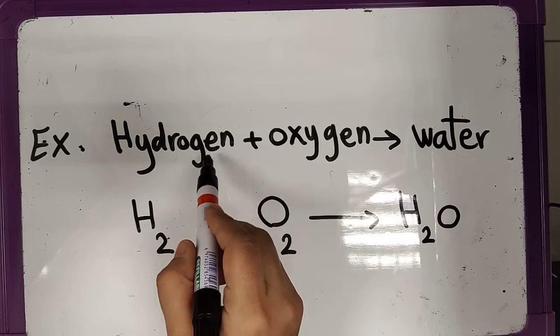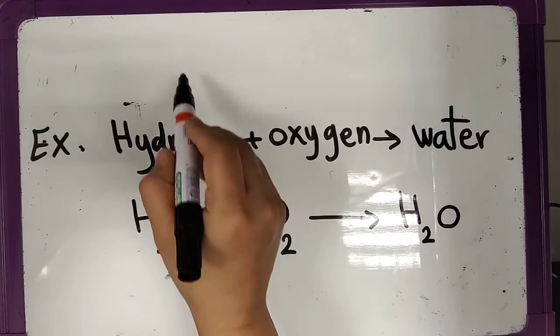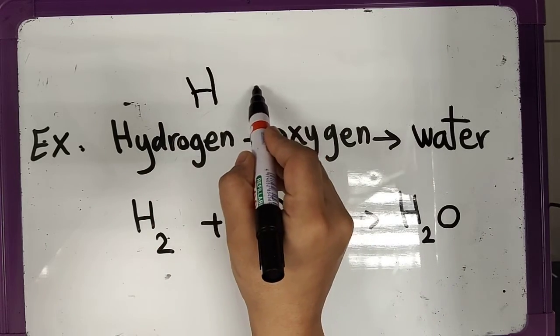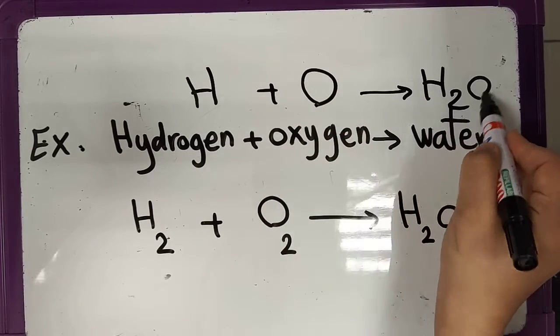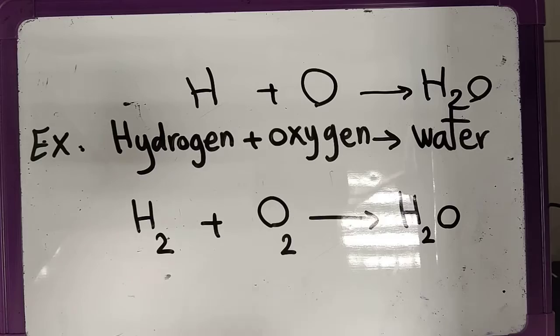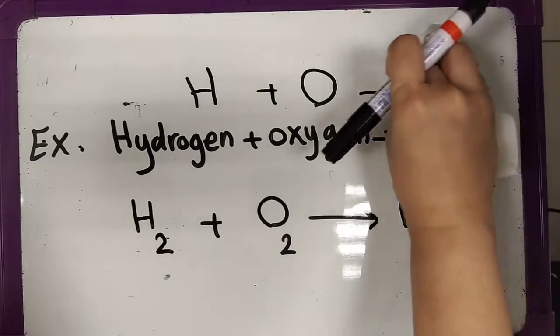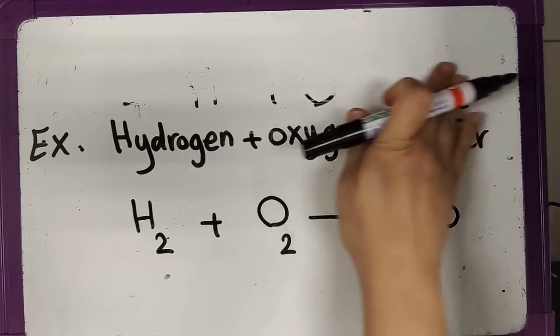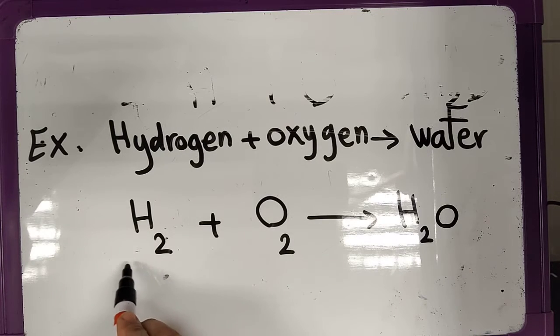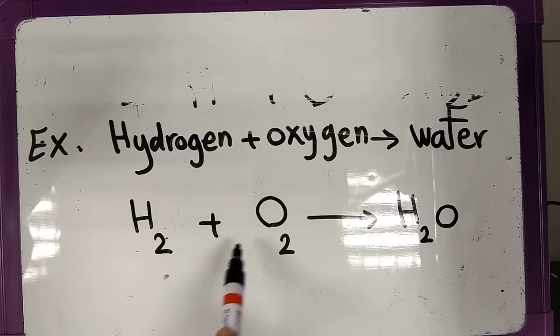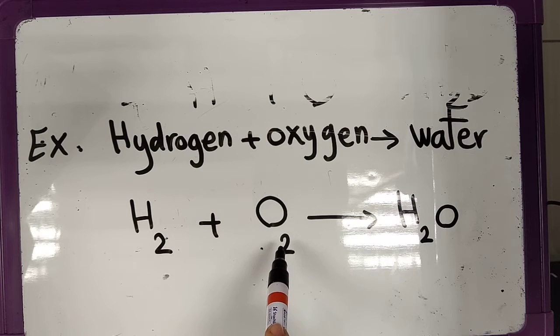Remember, hydrogen and oxygen cannot be written in a monatomic form. I mean, this is wrong. I have seen many times that most of the students write like this. So this is wrong. Please don't do this. The correct way is H2. It is not monatomic, it's a diatomic molecule. Two atoms of hydrogen bond together, and two atoms of oxygen together. So it is H2 and O2.